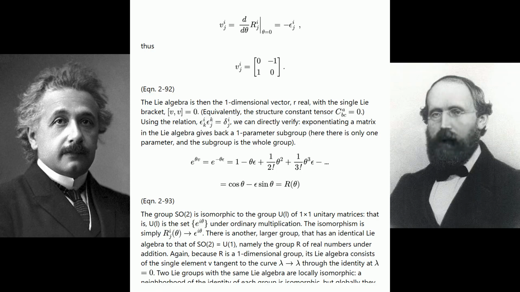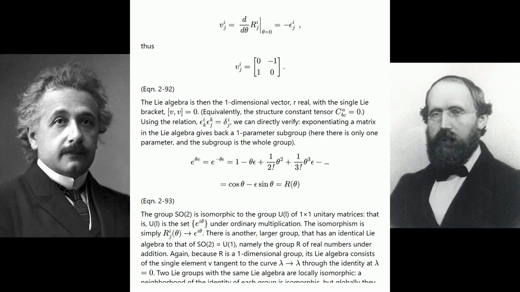Using the relation epsilon_k^i epsilon_j^k equals delta_j^i, we can directly verify the result. Exponentiating a matrix in the Lie algebra gives back a one-parameter subgroup. Here there is only one parameter, and the subgroup is the whole group. See equation 2-93. The group SO(2) is isomorphic to the group U(1) of 1 by 1 unitary matrices, that is, U(1) is the set e^(i theta) under ordinary multiplication.